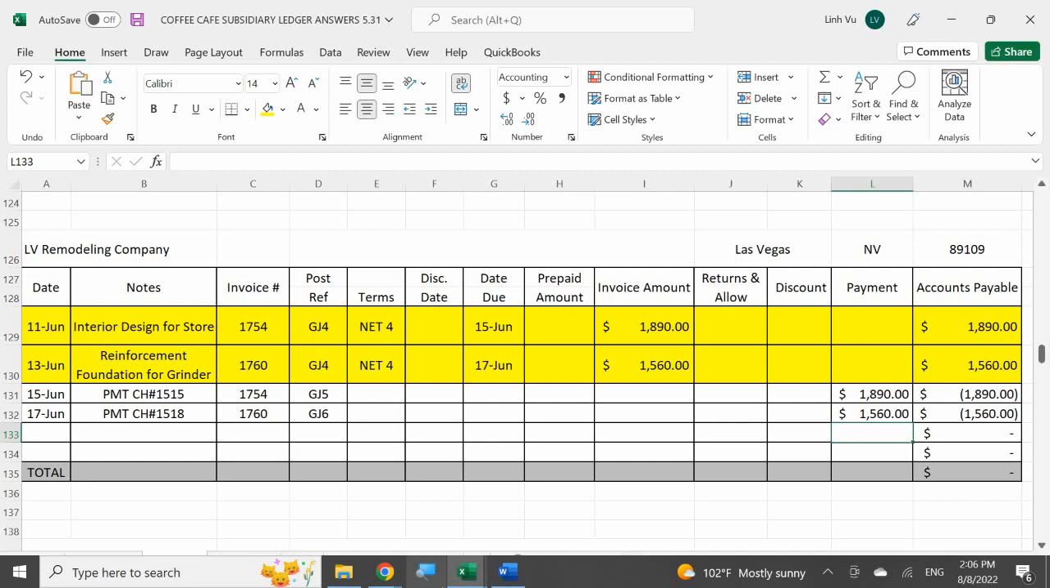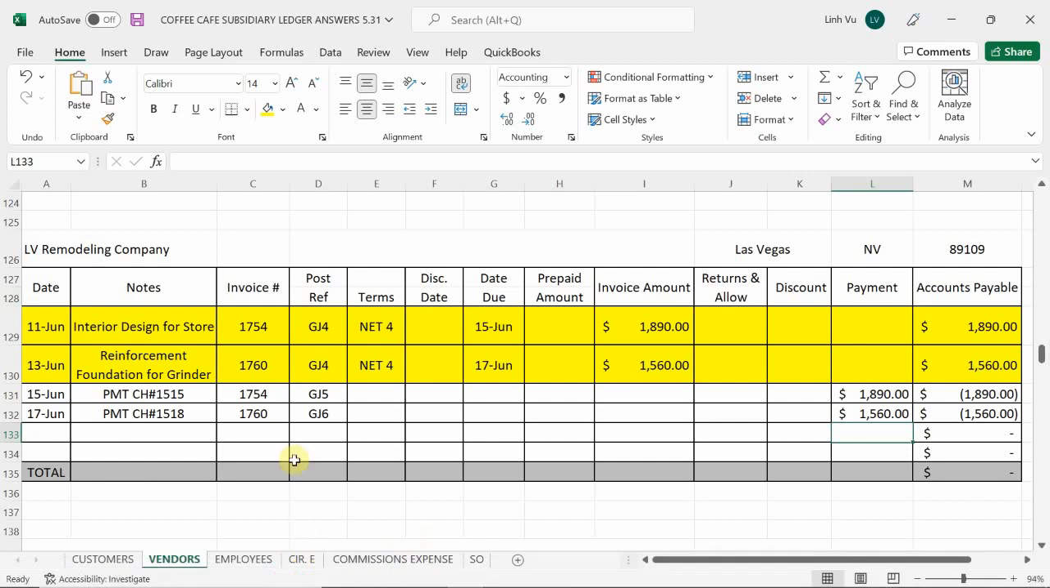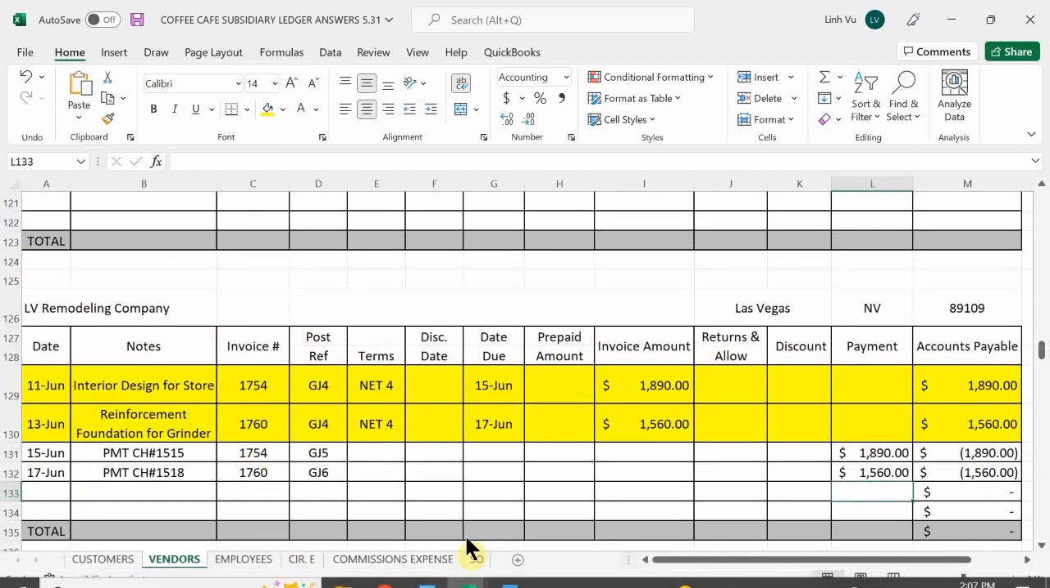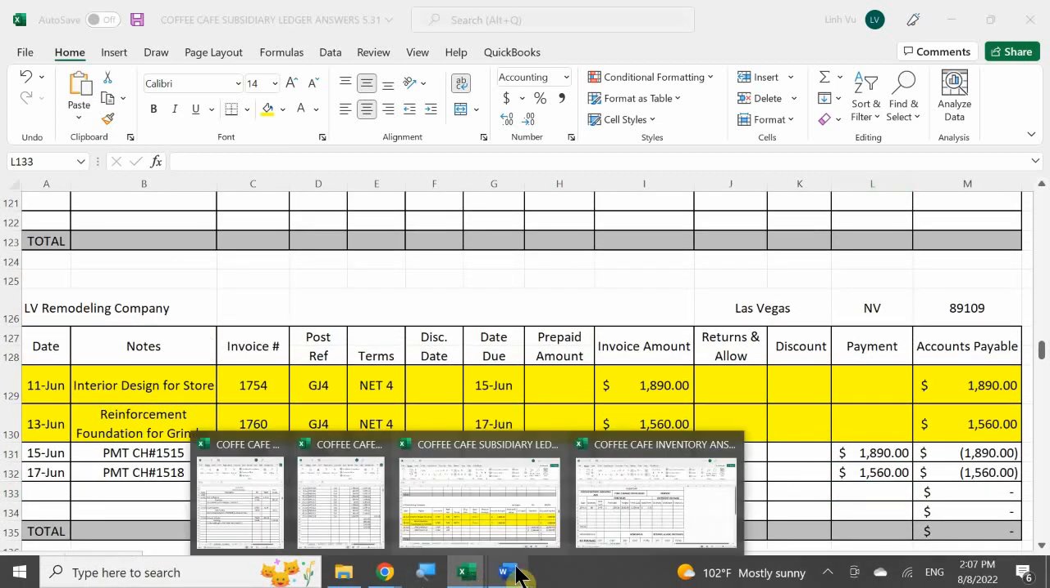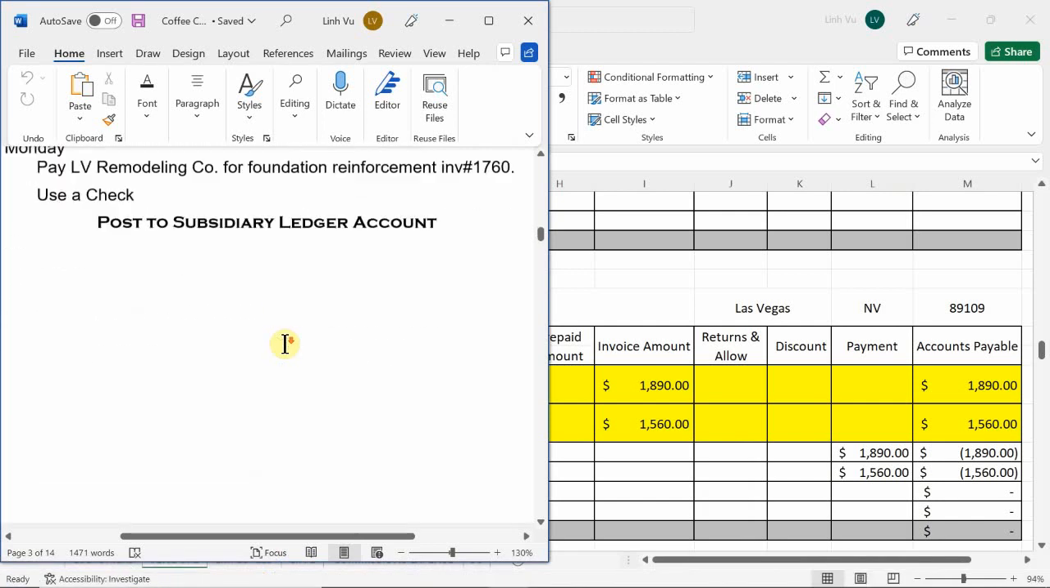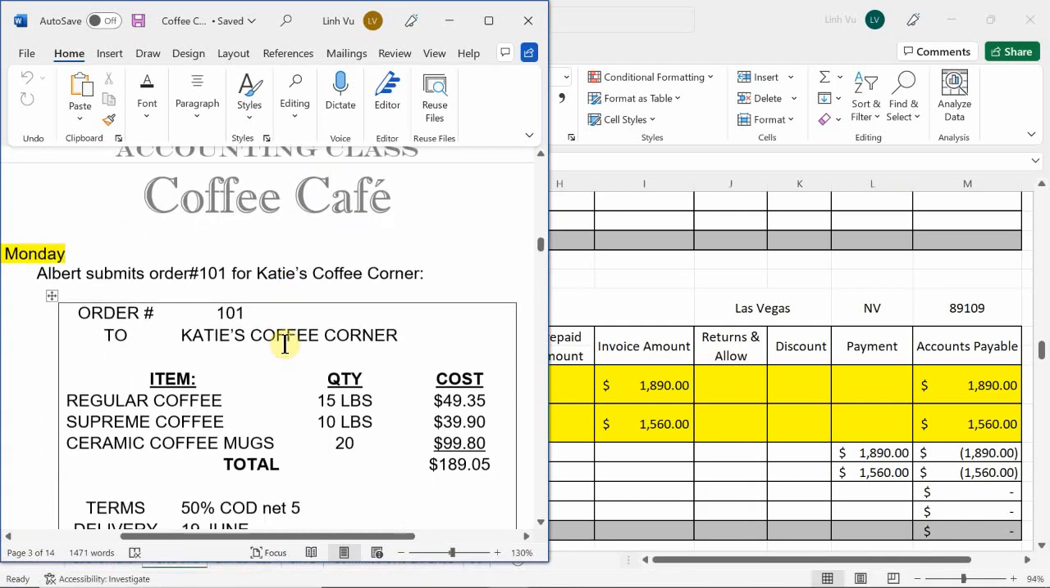But when we calculate all of our account balances, we get to the grand total amount of zero. That means I don't owe LV Remodeling a penny. I paid off everything that I owed. So in this case, we're good to go and in good relations with LV Remodeling. Okay, so let's see what else has happened.